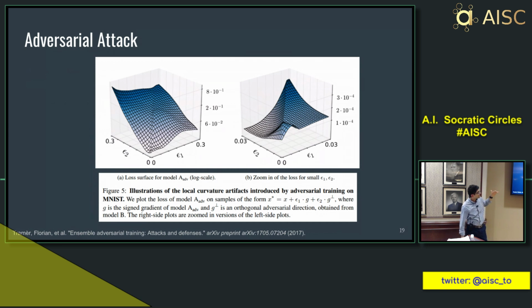So since epsilon 1 direction is the adversarial direction, we hope that if we move along epsilon 1, the loss function increases, like it gets maximum. But what is happening here is that in epsilon 2 direction, we get the highest value, which is orthogonal to the gradient. And why is that?